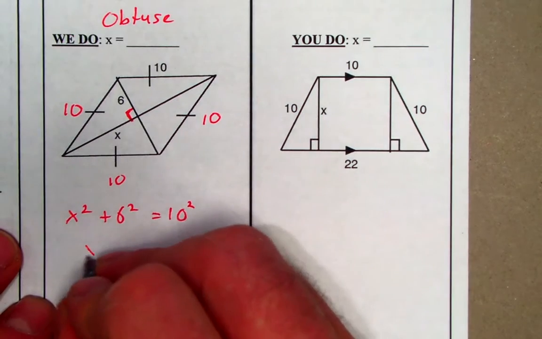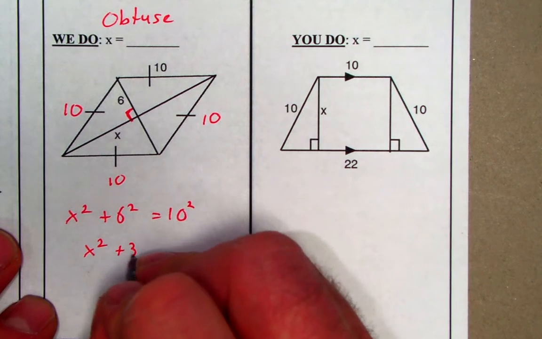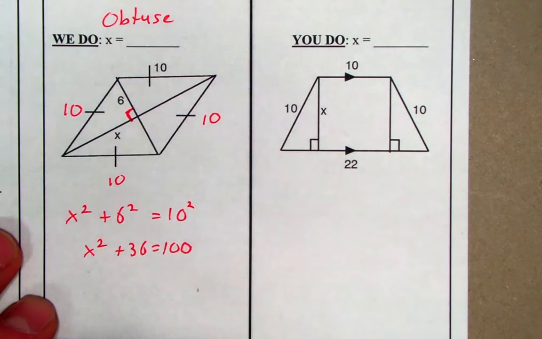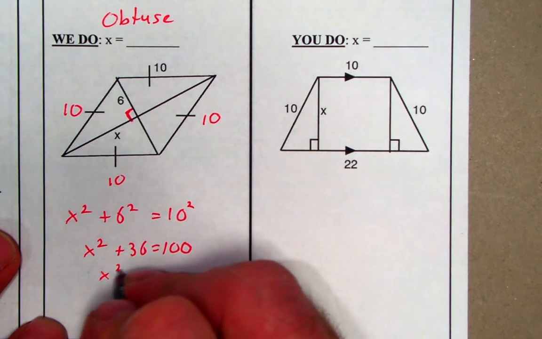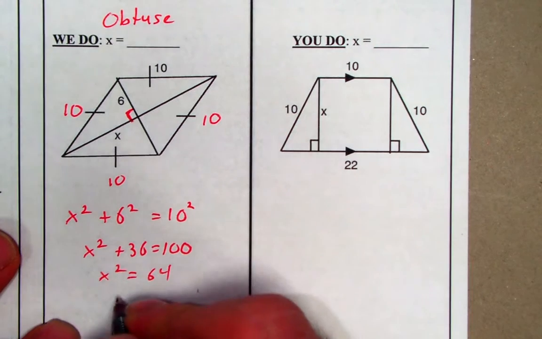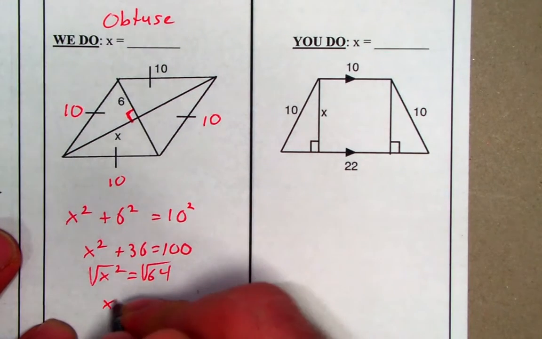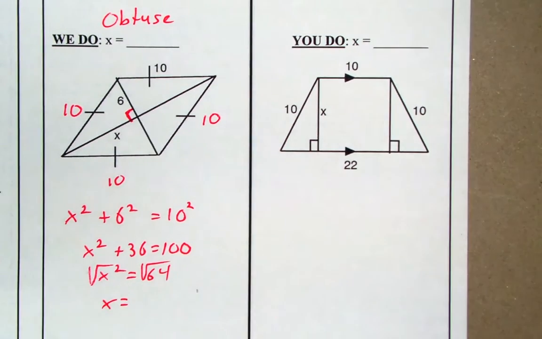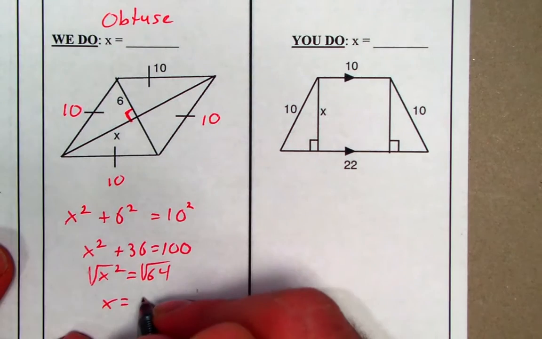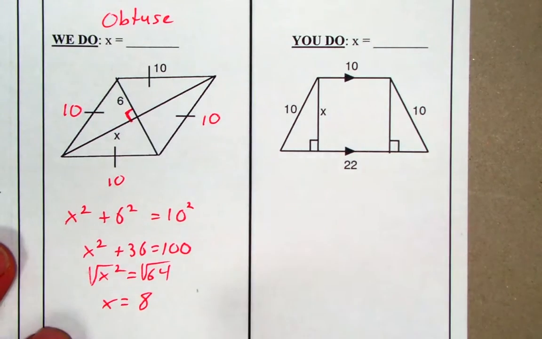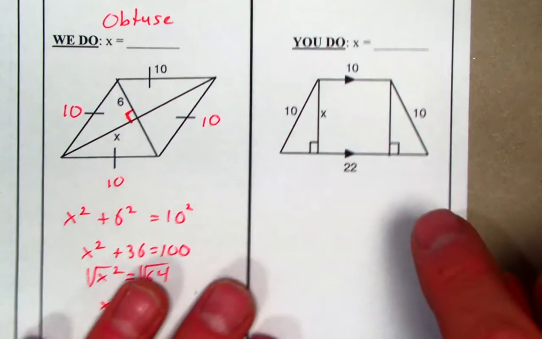Just do our algebra, isolate the x. So x squared is equal to 64. Square root both sides, and again, there are 2 answers, plus or minus 8. We're only taking the positive answer because we're dealing with length. All right, so that's it. Solve for x on this one.